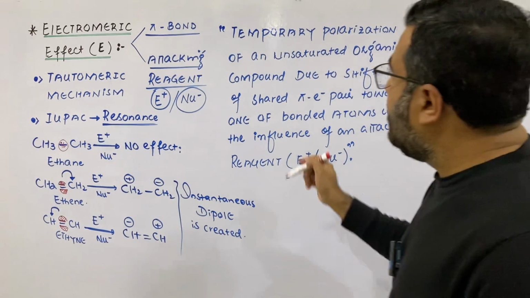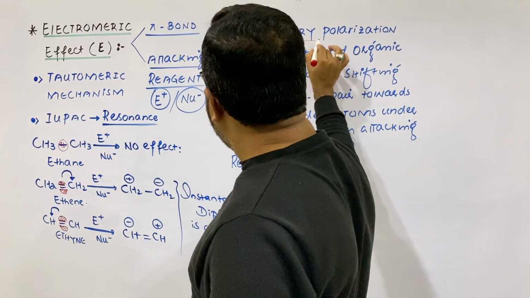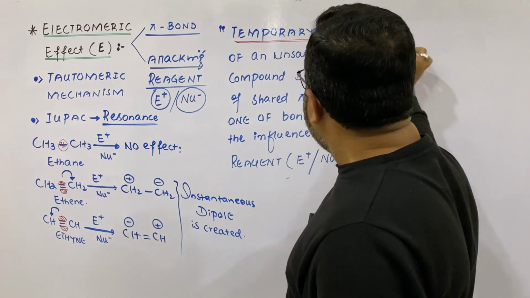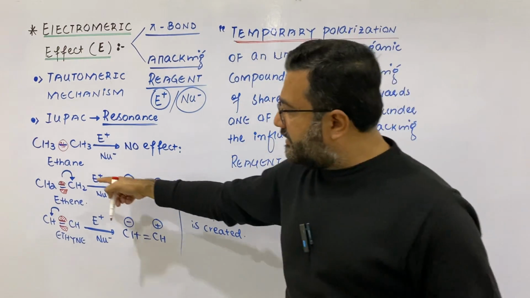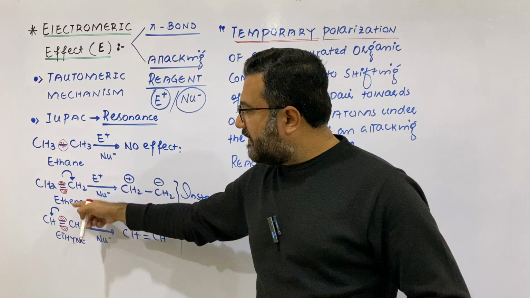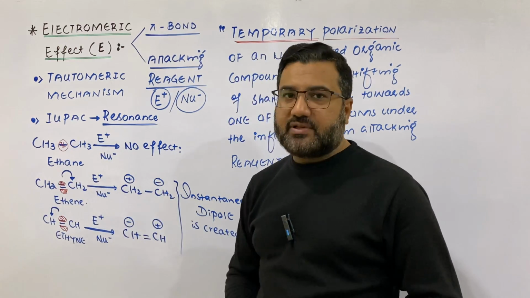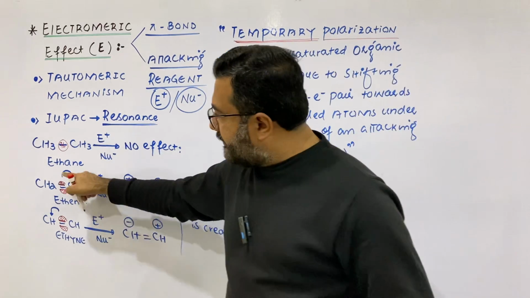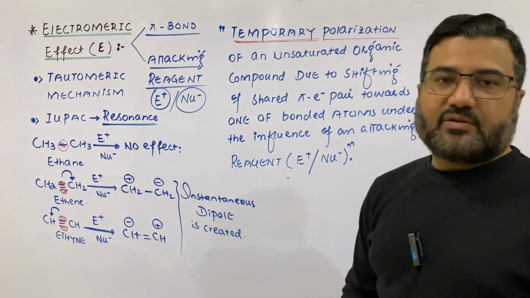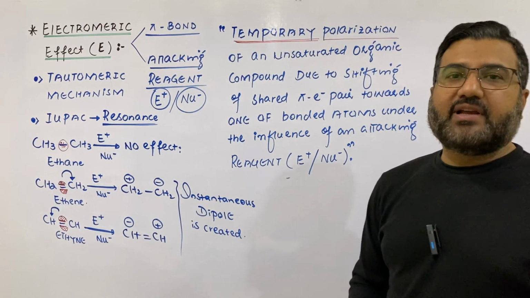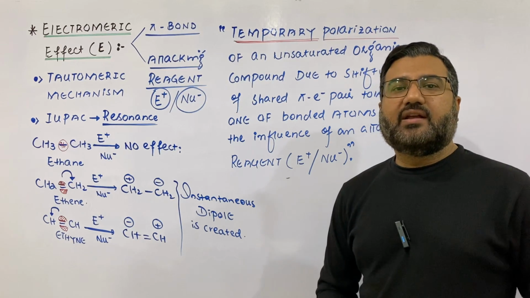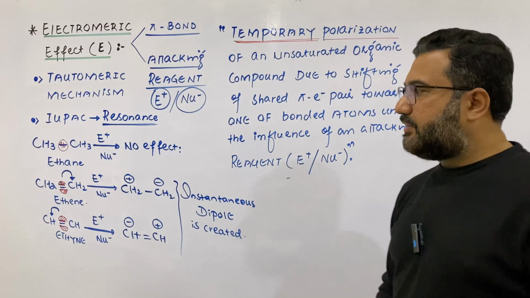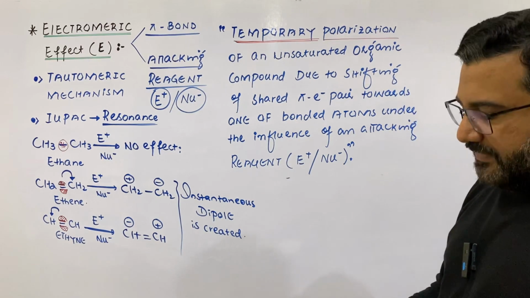It is a temporary effect. It is not permanent like the mesomeric effect. It is the temporary effect in which polarization of an unsaturated molecule takes place. The unsaturated molecule is changed to a dipole due to shifting of pi electrons towards one of the bonded atoms, and this shifting of pi electrons is due to the influence of the electric field of the attacking reagent, which may be an electrophile or nucleophile.